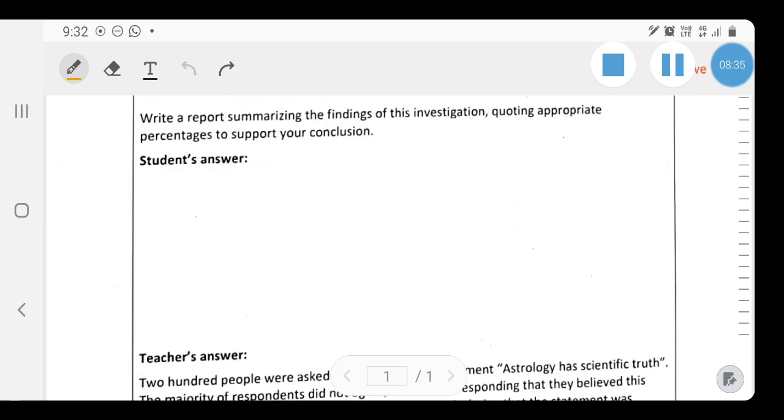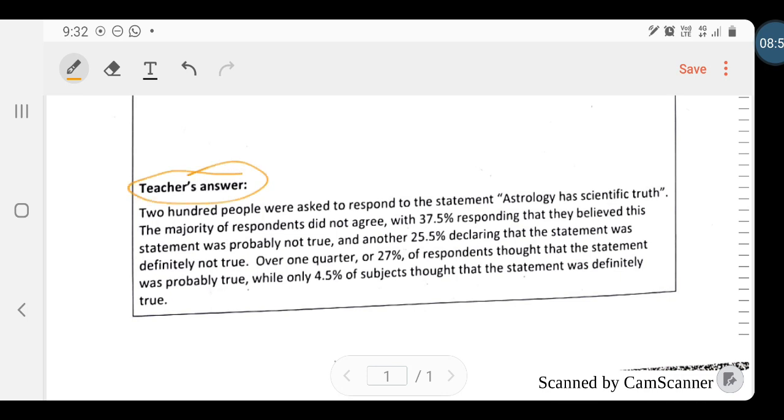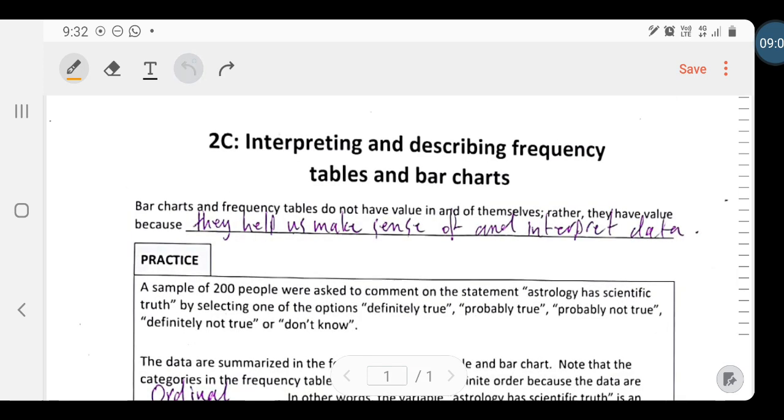All right. Now the question, which I'd like you to have a crack at yourself, you can do this on a blank piece of paper, says, write a report summarising the findings of this investigation, quoting appropriate percentages to support your conclusion. Now, when I run this in class, I usually have the students produce an answer, and then I compare it to the teacher's answer, which is actually the textbook's answer. I just nicked it from the textbook, and we see how similar our summaries of the statistics are.